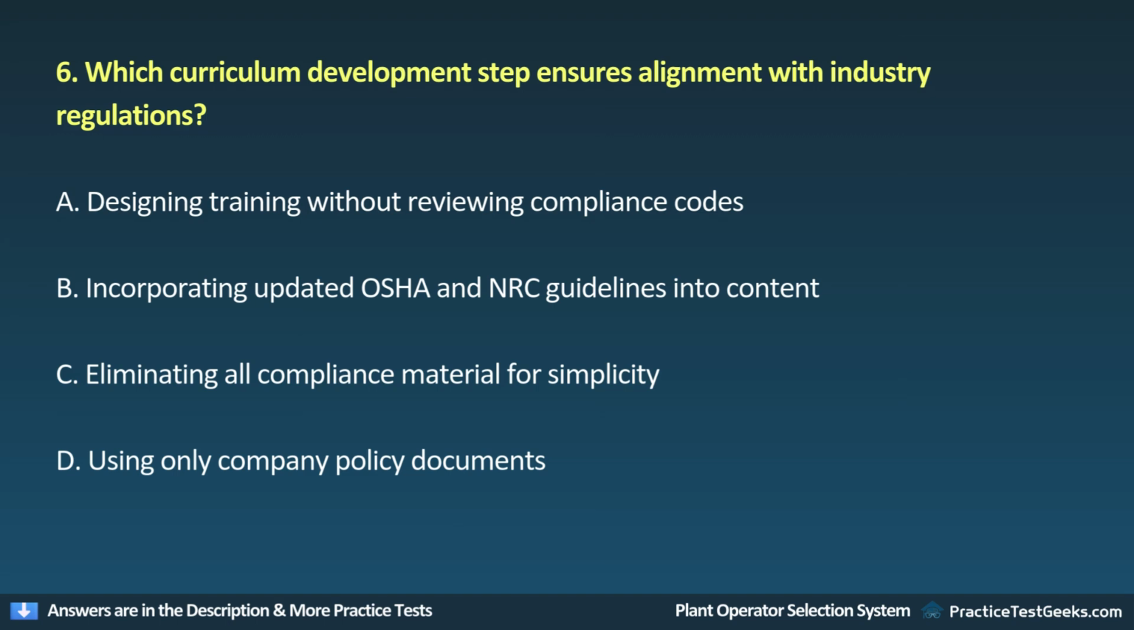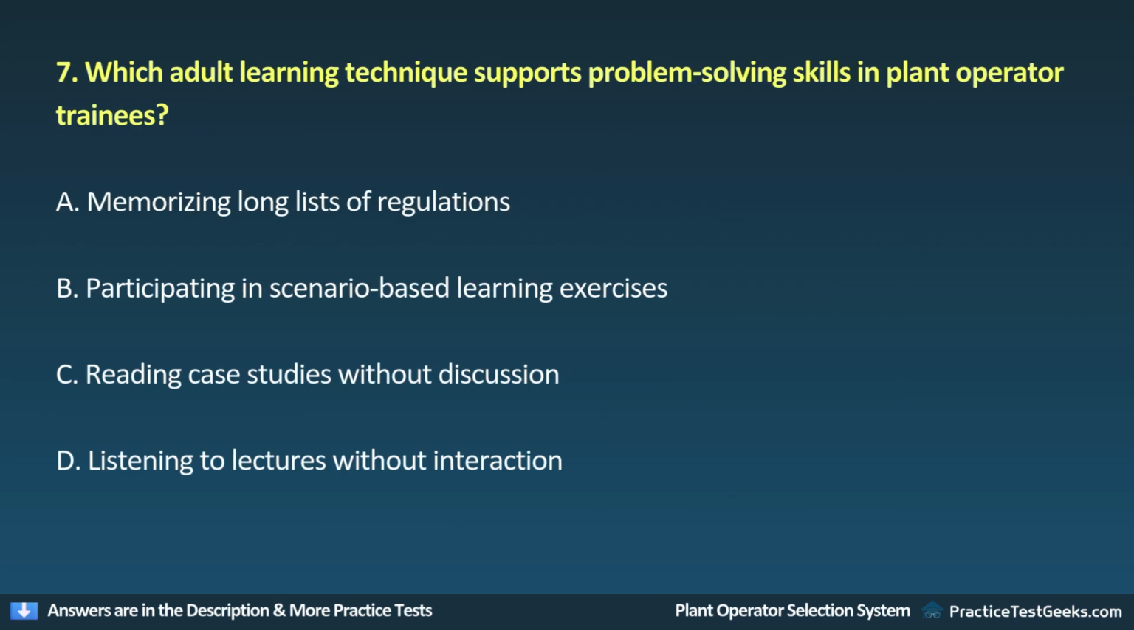6. Which curriculum development step ensures alignment with industry regulations? A. Designing training without reviewing compliance codes. B. Incorporating updated OSHA and NRC guidelines into content. C. Eliminating all compliance material for simplicity. D. Using only company policy documents.